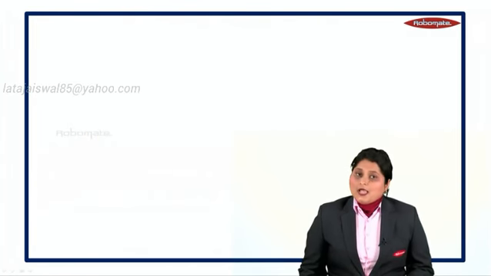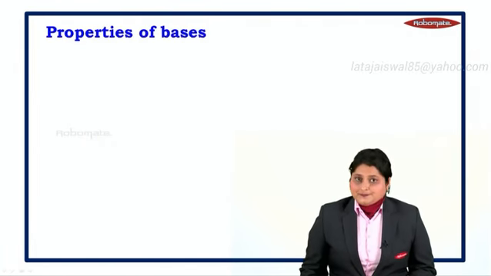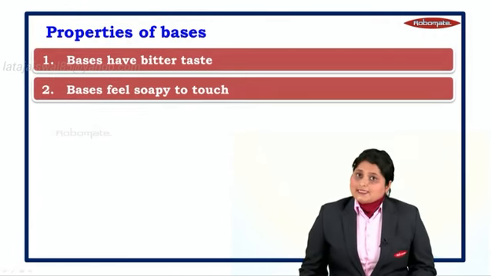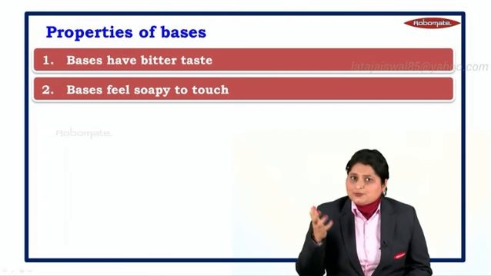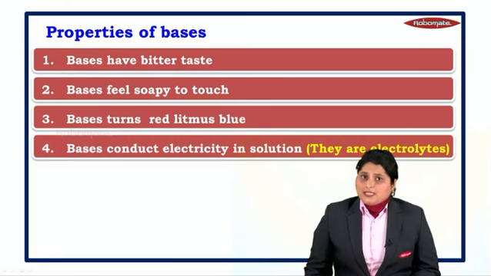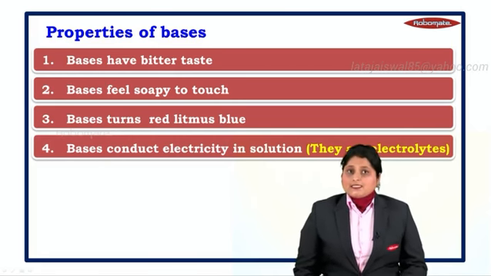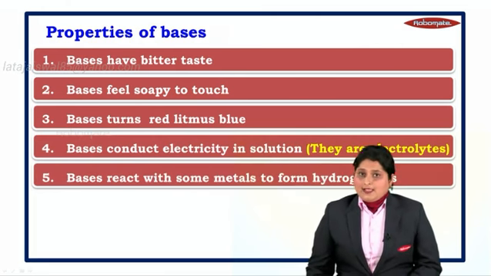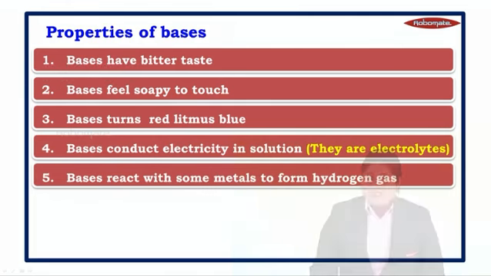Let's go ahead and study the properties of bases. The very first property is that bases have a bitter taste. Second, bases feel soapy to touch. They are slippery and soapy to touch. The third property, bases turn red litmus blue. Fourth property, bases conduct electricity in solution. So we say that they are electrolytes. Let's move ahead. Bases react with some metals. I'm not saying they react with all metals, but they react with some metals to form hydrogen gas.